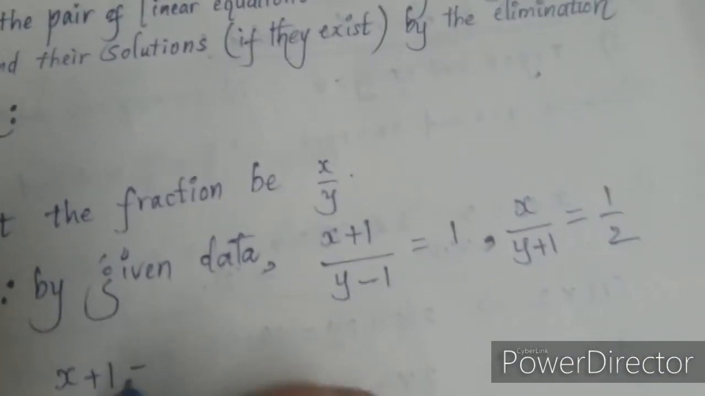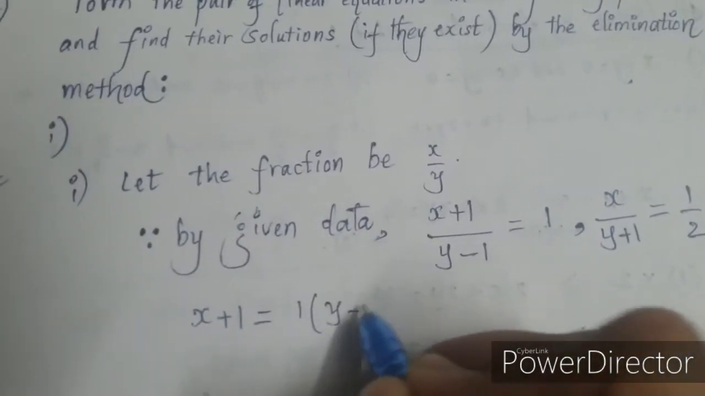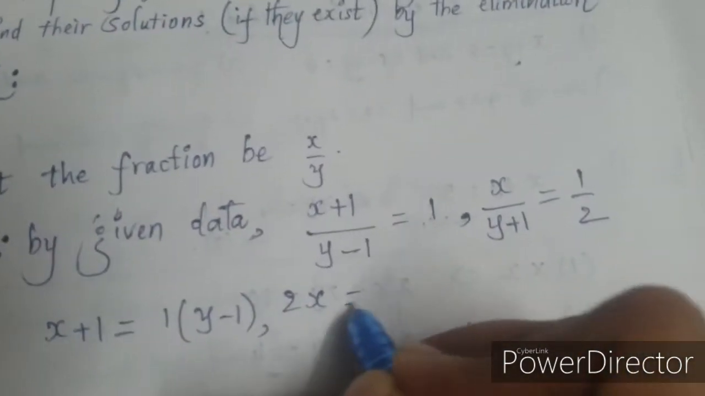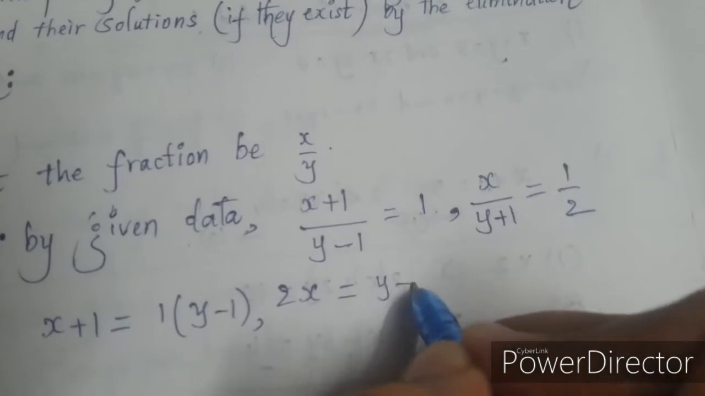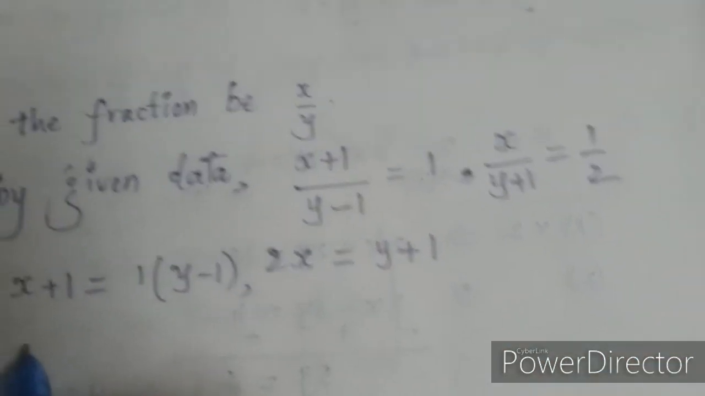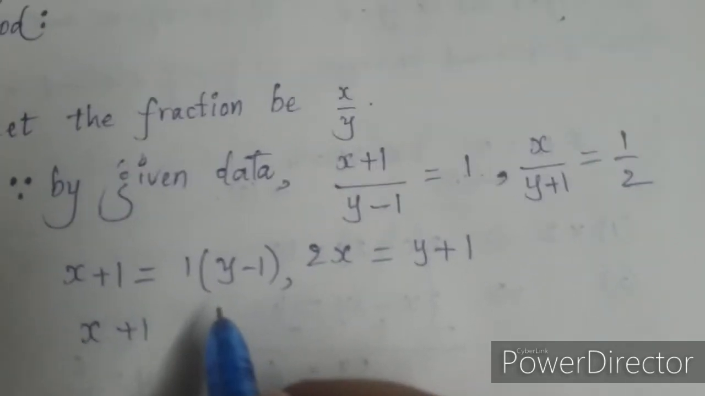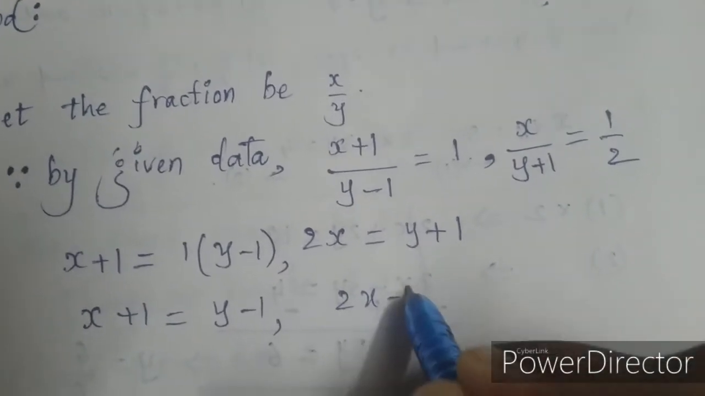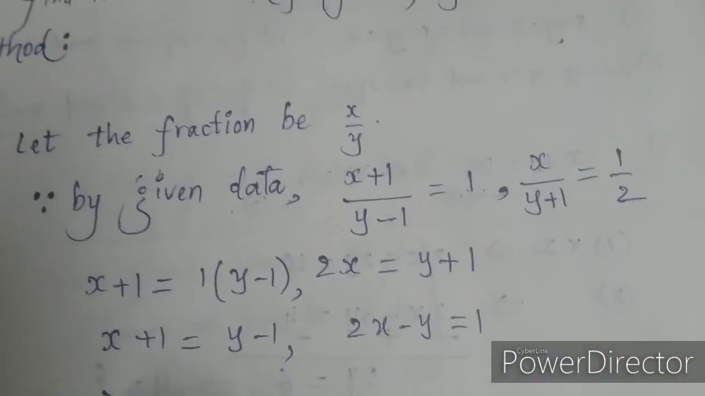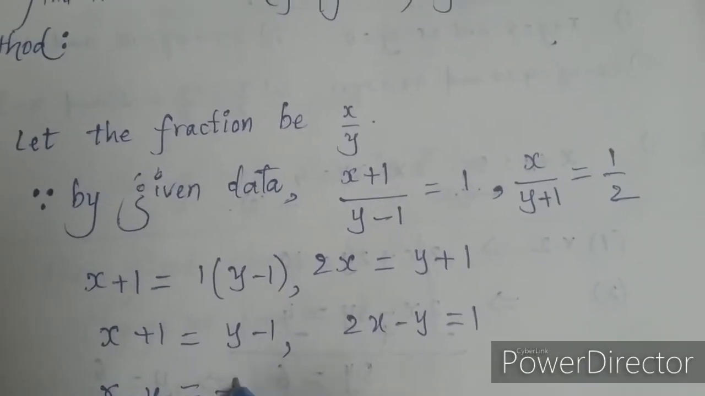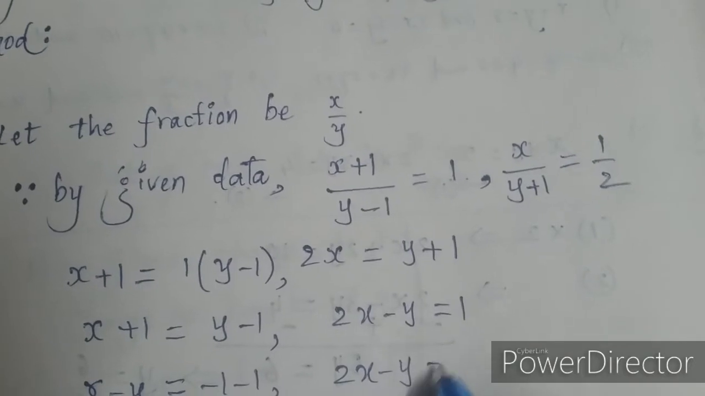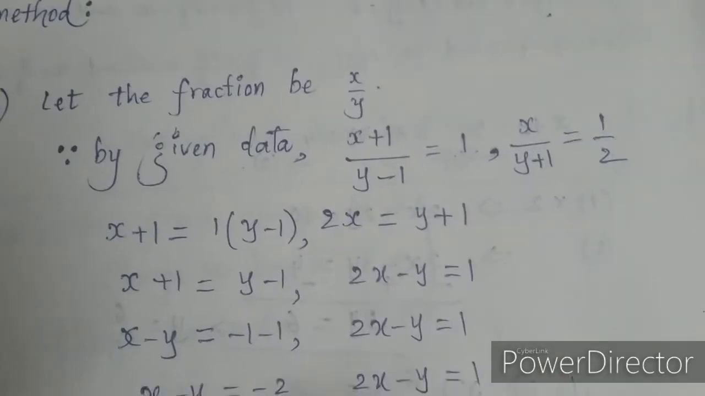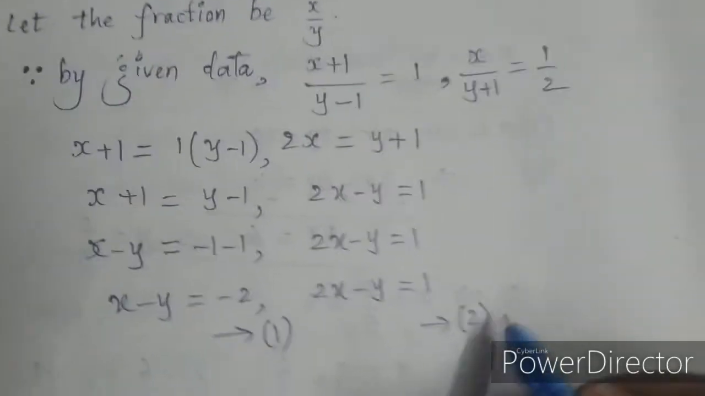So (x plus 1) by (y minus 1) is equal to 1, and x by (y plus 1) is equal to 1 by 2. By cross multiplication, 2x is equal to y plus 1. And now x plus 1 is equal to y minus 1, so x minus y is equal to minus 2, and 2x minus y is equal to 1. Consider this as the first equation and this as the second equation here.